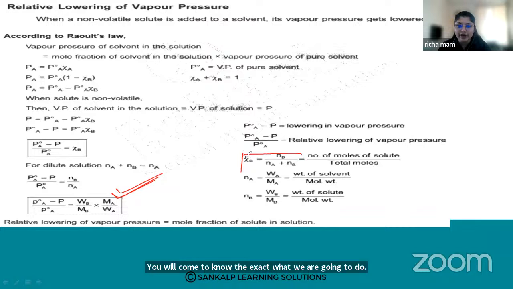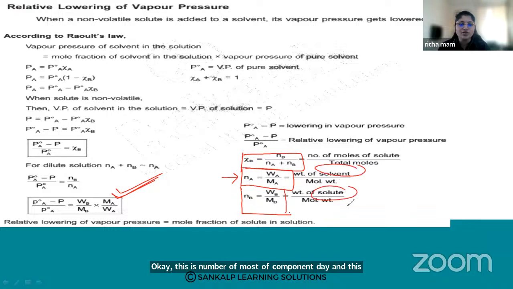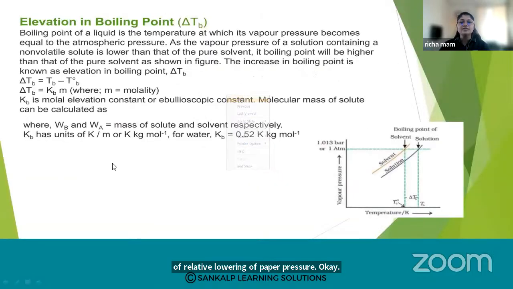So you know how to find the mole fraction and how to find the number of moles. This is the number of moles of component A, and this is the number of moles of component B. Component A is your solvent, component B is your solute. So by using this, we are going to use this final equation of relative lowering of vapor pressure. Going to the next topic. Next is elevation in boiling point.